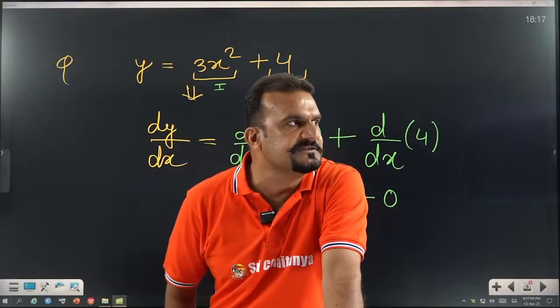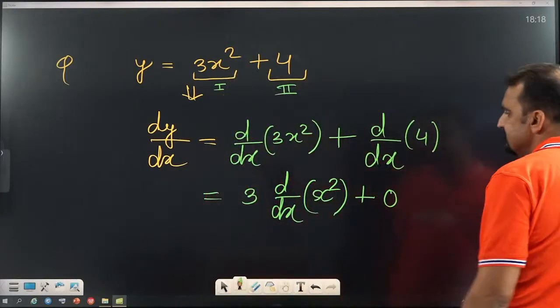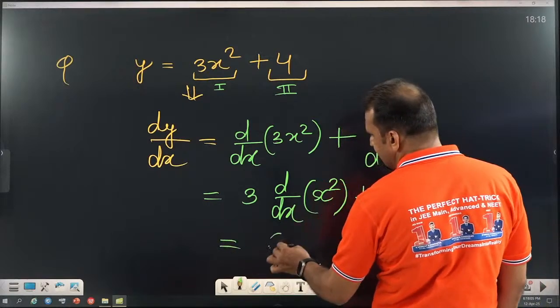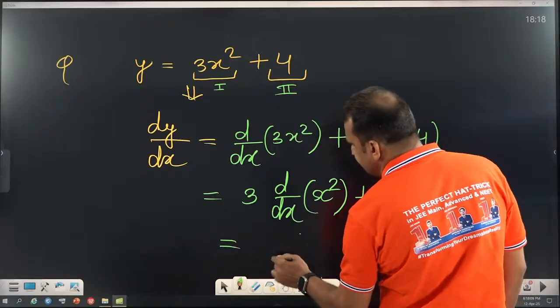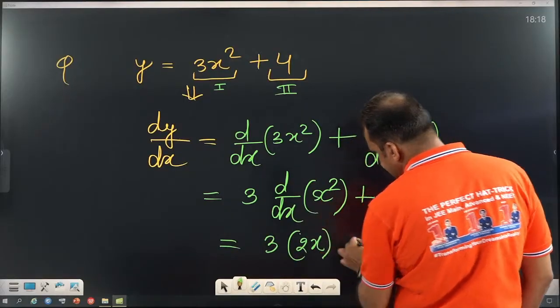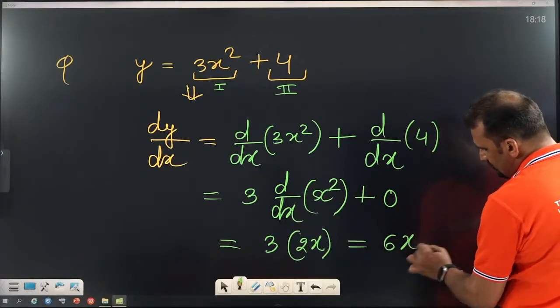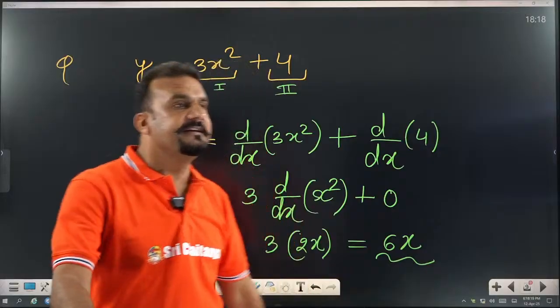Now differentiate x square. Same rule. What is the differentiation of x square? That is 2x. Again, what is the form of this one? This is equal to 3, differentiation of x square is going to be 2x, and it is equal to 6x. I think up to here everything is getting very clear.